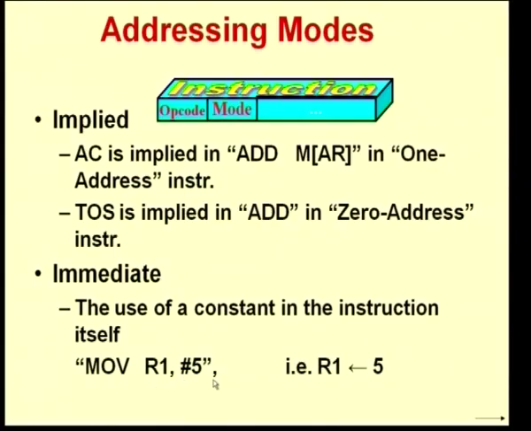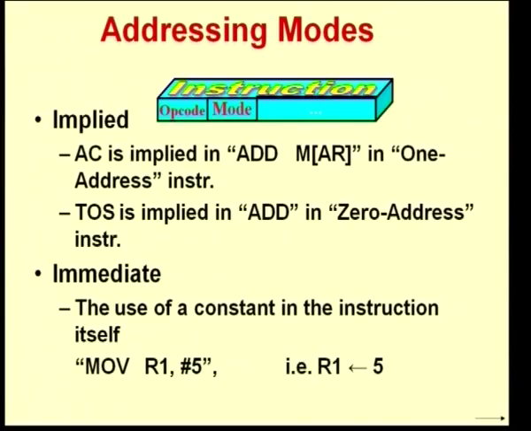So, when this instruction gets executed, the value 5 would be stored in the register R1. You can see why it is called immediate, because the value is immediately available in the instruction itself. Nothing else needs to be done. I do not have to fetch the operand from anywhere. The operand is available directly in the instruction itself. So, from the instruction I can take the value and store it in the register R1. Okay. This is called immediate addressing.